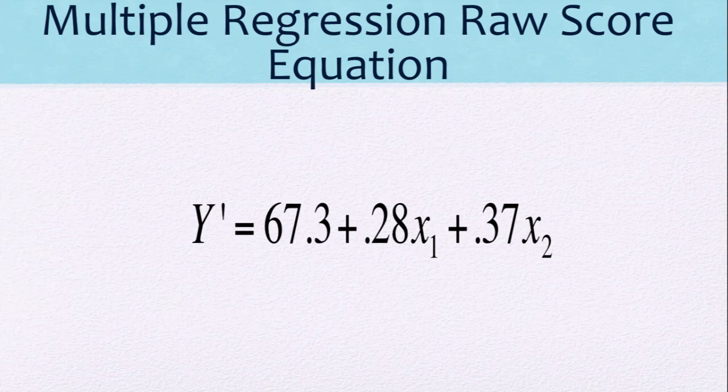Thus, from looking at this equation based on the data in the sample, we can say that when a student has 0 aptitude and has studied for 0 hours, we can expect their high school grade or GPA to be 67.3. Also, as aptitude increases by 1 unit, high school grade increases by 0.28 units, accounting for the effects of study hours. Lastly, as study hours increase by 1 unit, high school grade increases by 0.37 units.